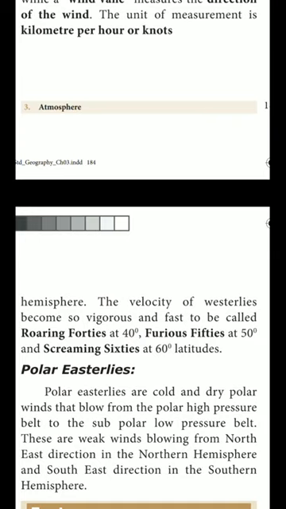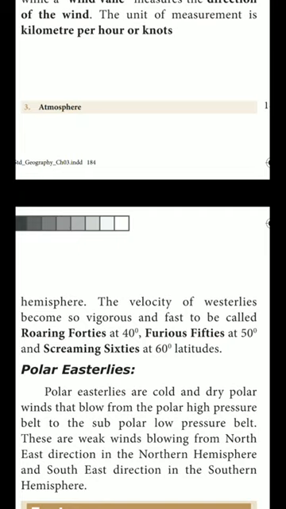What do you mean by this? Write short note on trade wind and roaring forties. So this trade wind blows from the subtropical high pressure belt to the equatorial low pressure belt in both the hemispheres. They blow with great regularity, force and in the constant direction throughout the year. Okay. Next, the velocity of the westerlies become so vigorous. Vigorous means what? It will be very dangerous and fast to be called roaring forties at 40 degree, furious fifties at 50 degree and screaming sixties at 60 degree latitude.